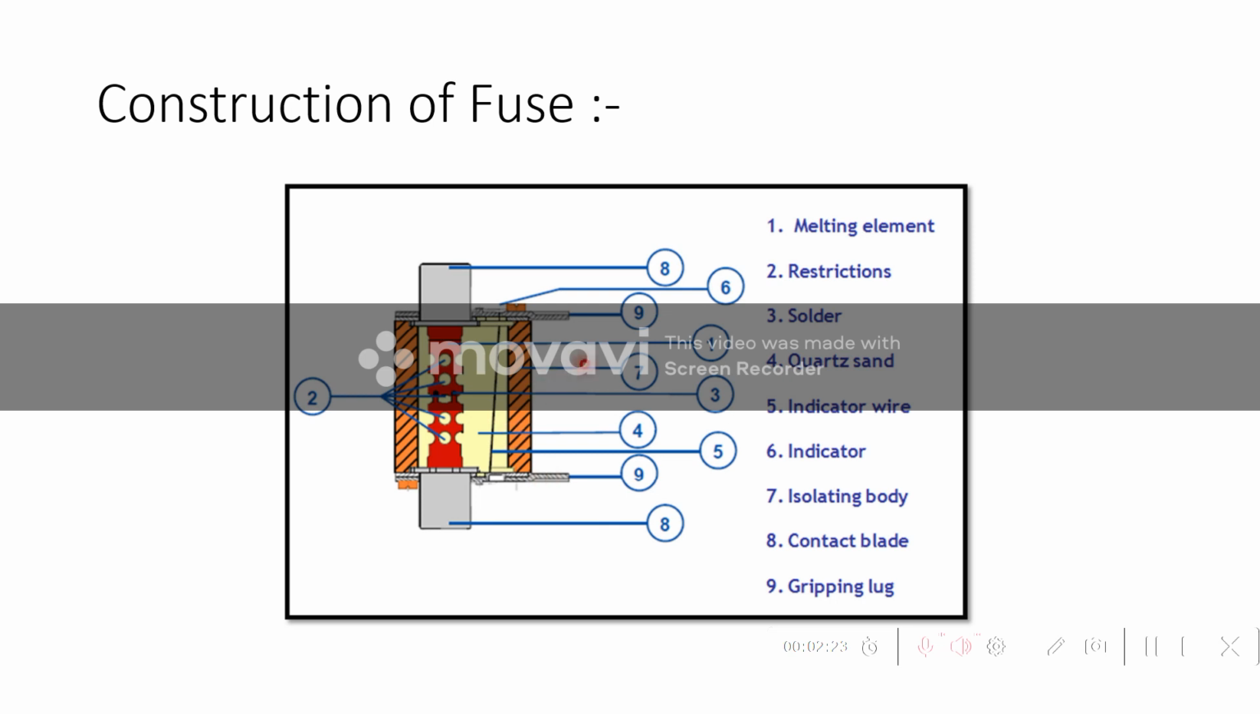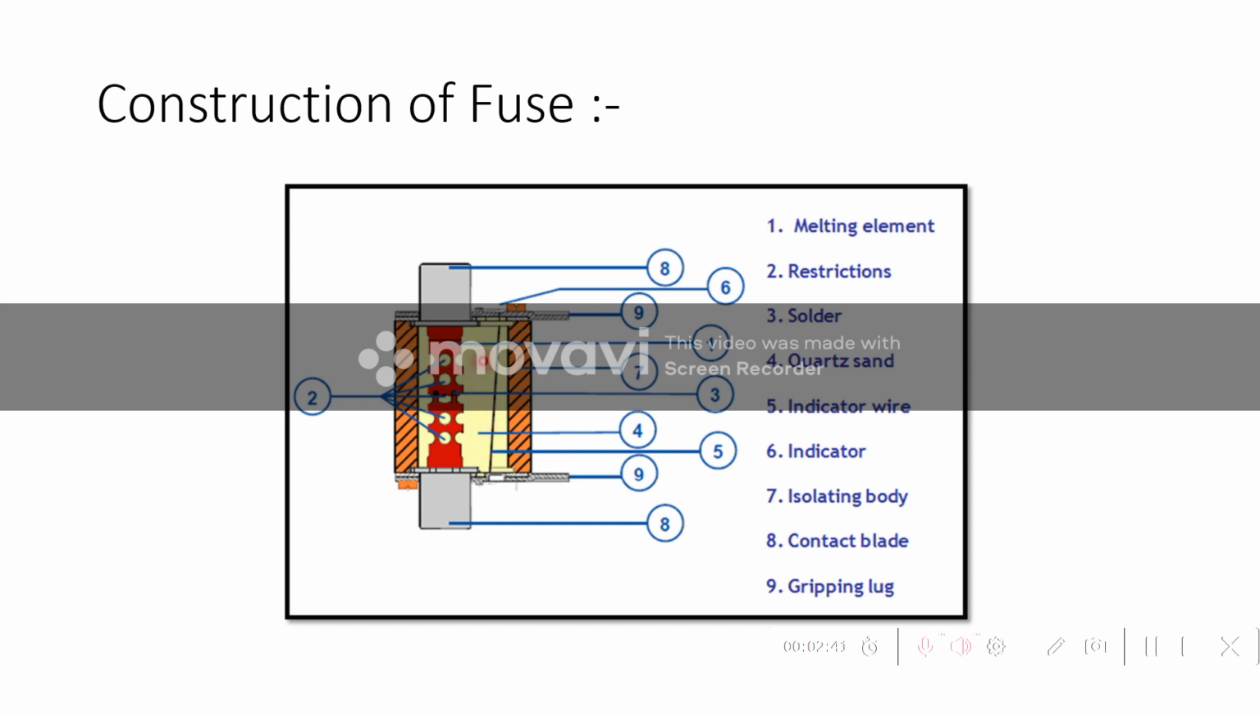And this is how a fuse looks like. We'll see the various parts of the fuse. Point number 1, melting element. This is a melting element. Number 2, these are the restrictions. Number 3, this is a solder. And this is a quartz sand.